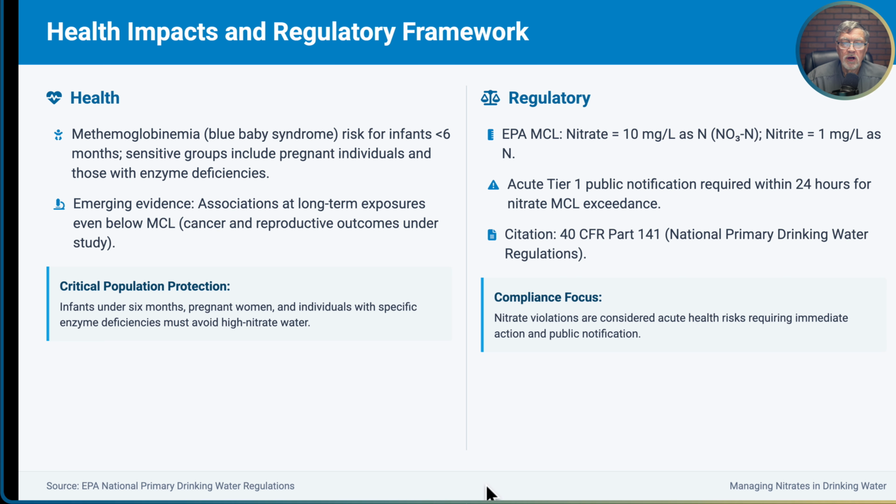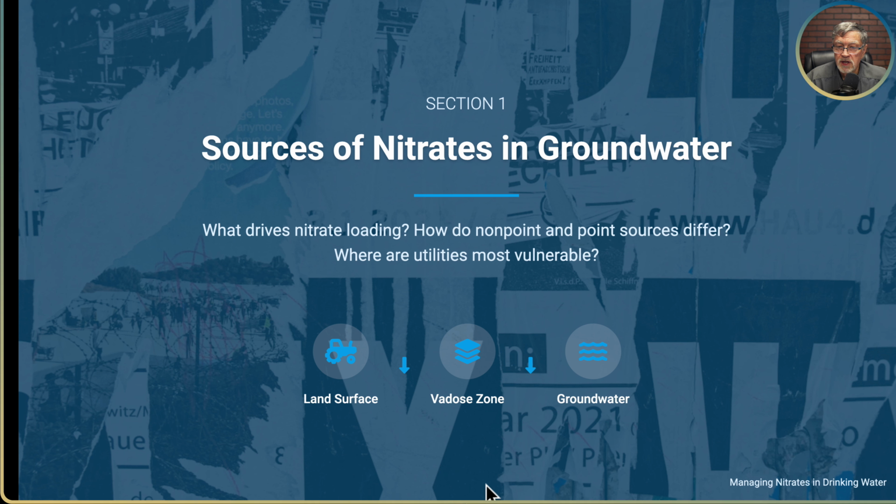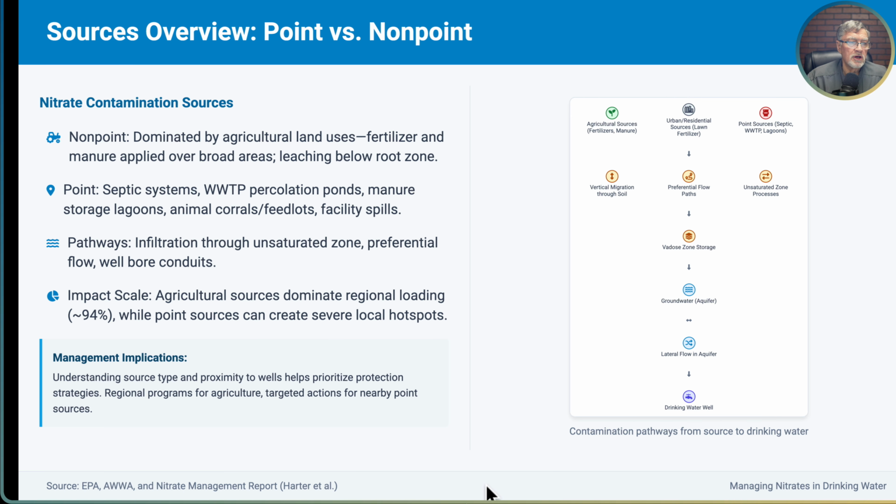All right, sources of nitrate in groundwater. What drives nitrate loading? How do non-point and point sources differ? And where are utilities most vulnerable? We have two different sources: point sources and non-point sources. Let's talk about those a little bit here. Non-point tends to be dominated by agricultural land uses, and this is mainly going to be fertilizer and manure applied over broad areas and leaching below the root zone. That's going to be considered a non-point source.